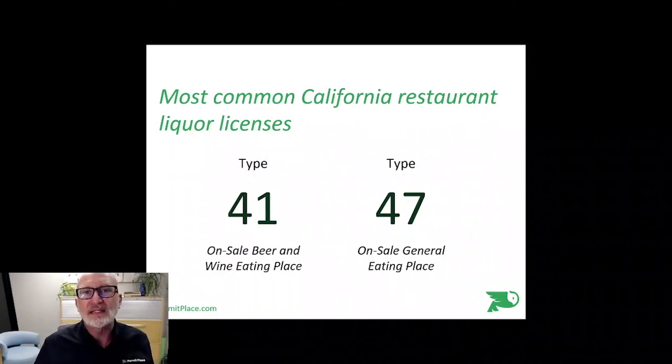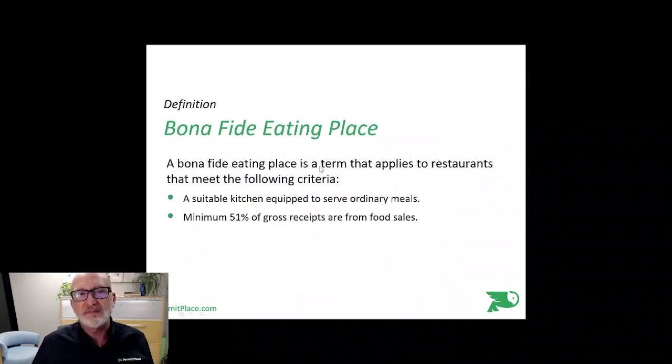An eating place is a term which has a definition. A bona fide eating place applies to restaurants that meet the following criteria. They have a suitable kitchen that's equipped to serve ordinary meals, and a minimum of 51% of gross receipts has to be from food sales.